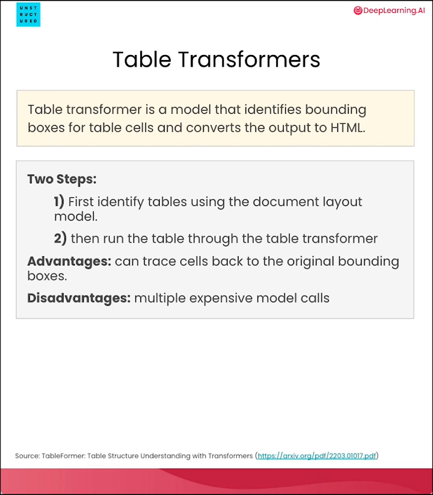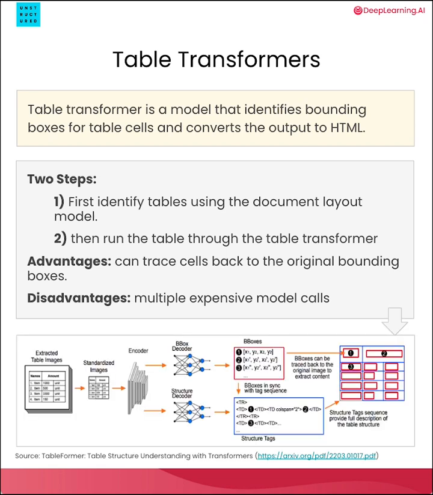There are two steps in this process. First, identify tables using the document layout detection model that you learned about in the previous lesson. Then, once you've identified tables, you can route the tables to the table transformer. There are some advantages to this technique, including the ability to trace cells back to the original bounding boxes. You have bounding box information about each individual cell within the table. The disadvantage is that it includes multiple expensive model calls, including multiple document layout detection calls, and then multiple OCR calls. You can see below what the architecture looks like for the table transformer model. And if you're interested, check out the arXiv paper linked below.